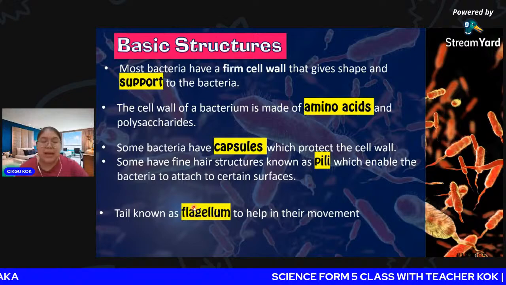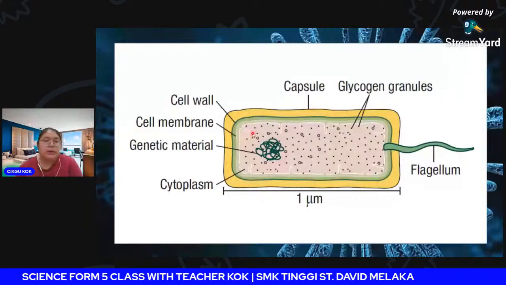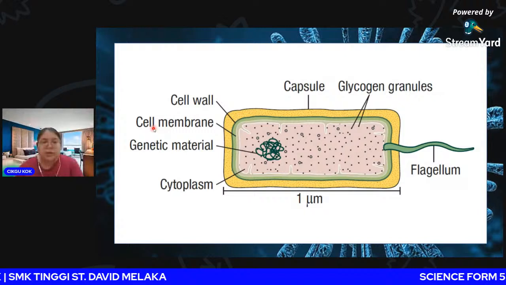Okay, this is an example diagram for the bacteria. We have the cell wall. After that, we have the cell membrane, the genetic material, and then the cytoplasm.